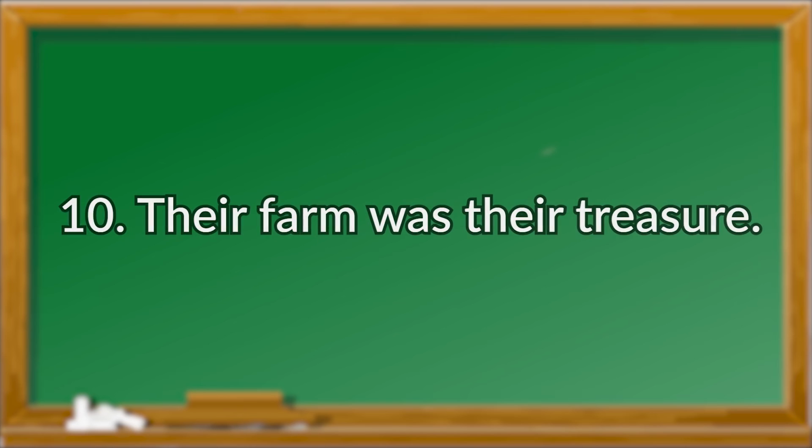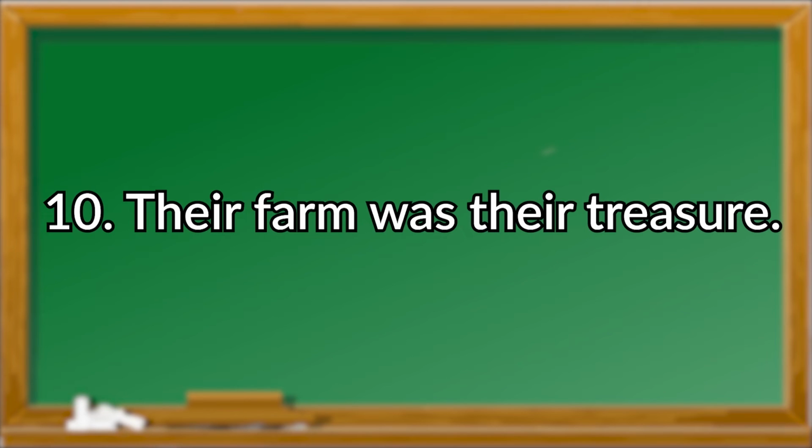Lastly, for number 10, their farm was their treasure. Their farm was their treasure. The underlined words are was their treasure. That's the predicate.